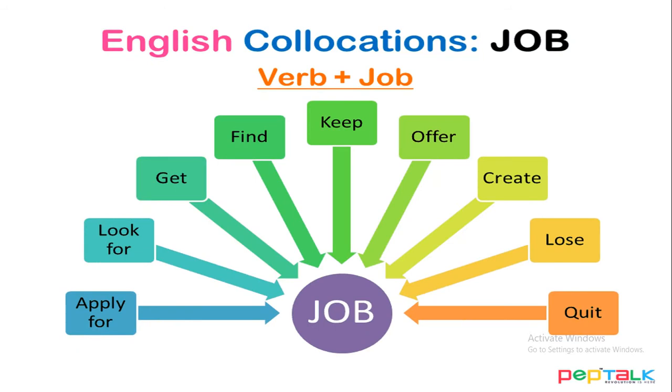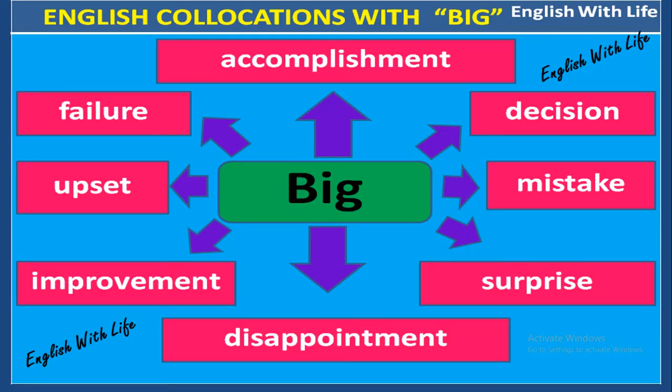Also, you have the word job with which many verbs collocate. For example, apply for a job, look for a job, get a job, find a job, keep a job, etc. All these verbs collocate with the word job. The adjective big also collocates with many nouns. For example, big accomplishment, big failure, big improvement, big mistake, big decision.